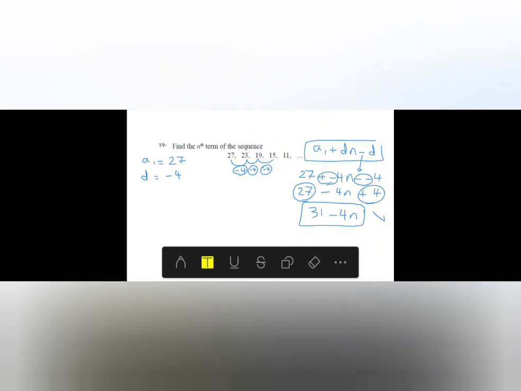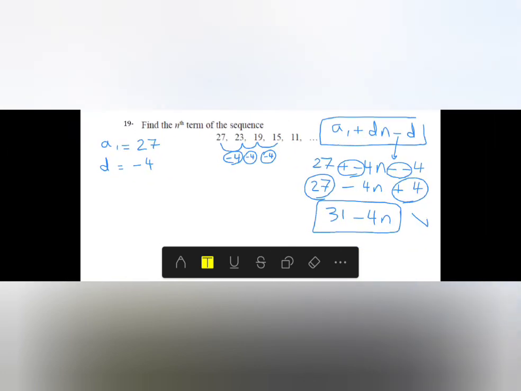So in questions like these, you have to focus on using the formula of the nth term of an arithmetic sequence. And this is how you answer a question like this.